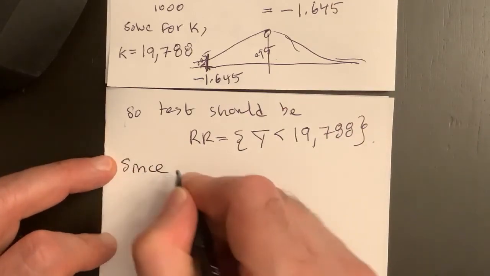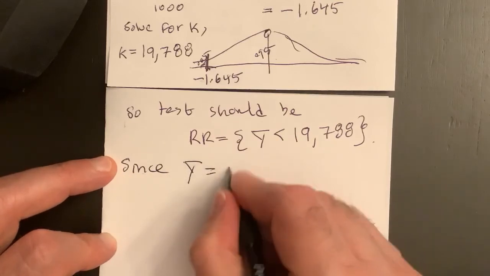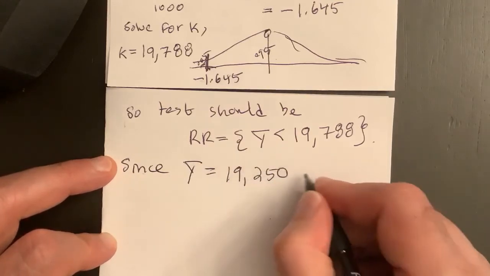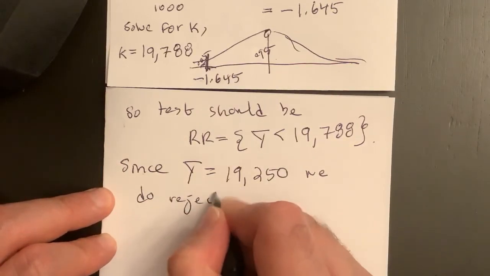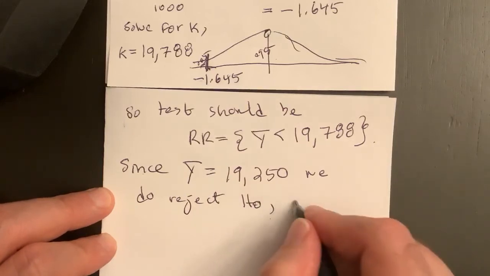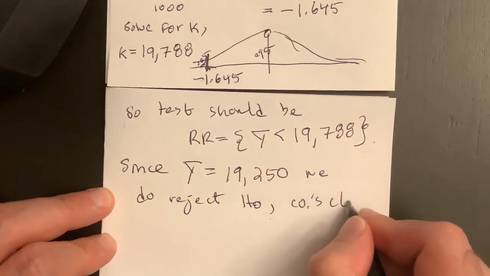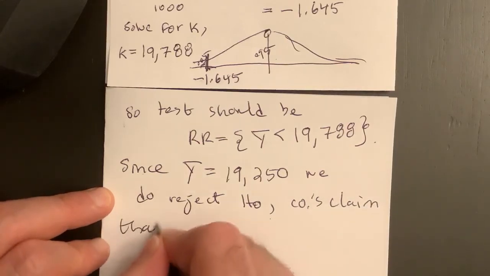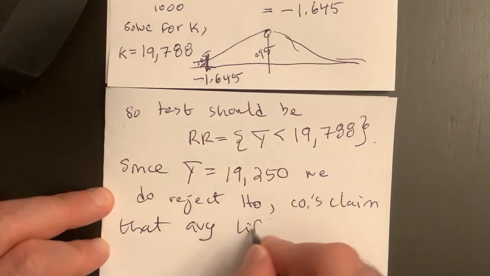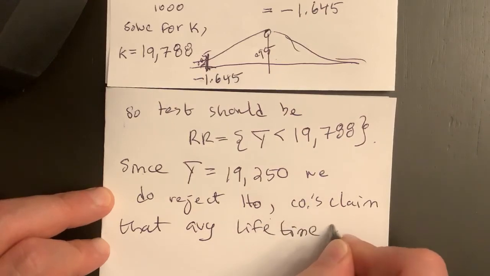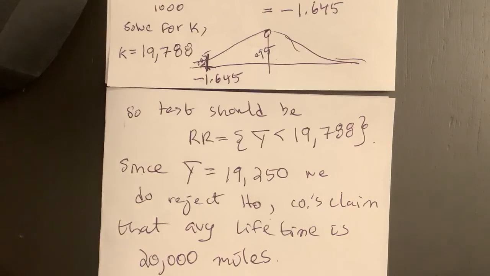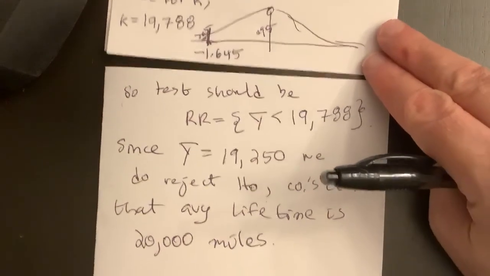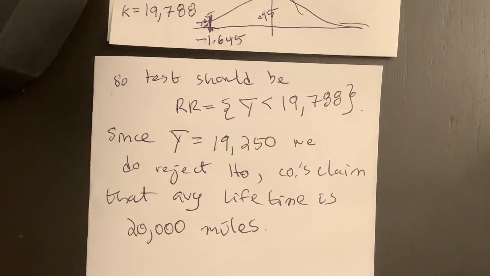Since y bar in our example is equal to 19,250, we do reject H0, the company's claim that the average lifetime is 20,000 miles.